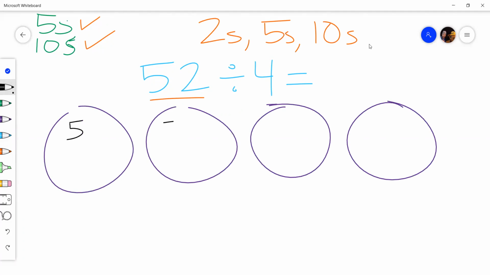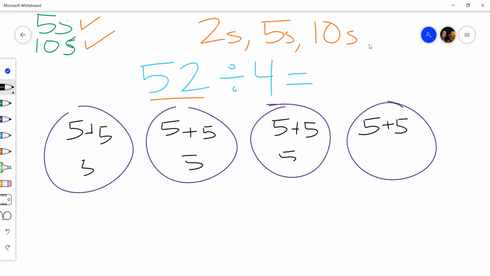So let's see, 5, 10, 15, 20. Okay, 25, 30, 35, 40. Let's see, 45, 50, 55. Okay, so that's not going to work there. So I'm at 40. So maybe I'll start counting by 2s now. So that's 40, 42, 44, 46, 48, 49, 50, 51, 52.